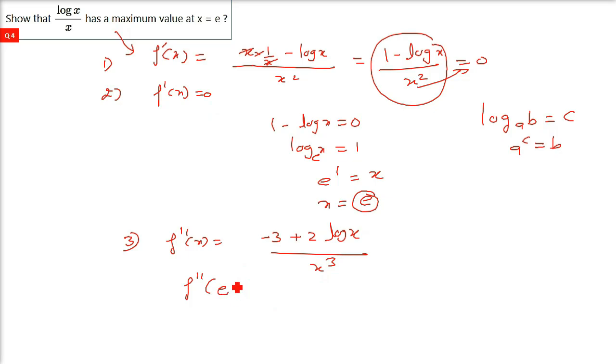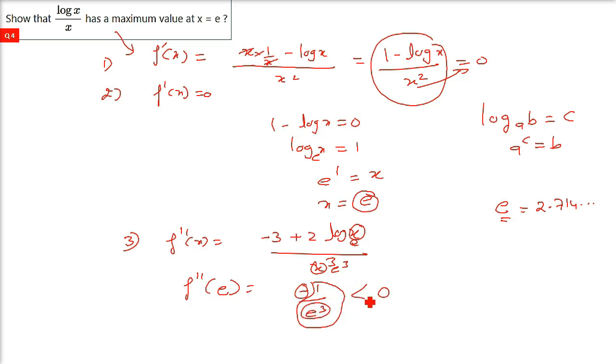And in order to show this as a maximum value, we have to show that this value is going to come out negative. That is, we replace x in the double differentiation f double dash x, and it will come as minus 1 by e cube. And e is a constant value, which cannot be negative, so 1 by e cube cannot be negative. But this negative 1 by e cube will definitely be negative. So this is less than 0.